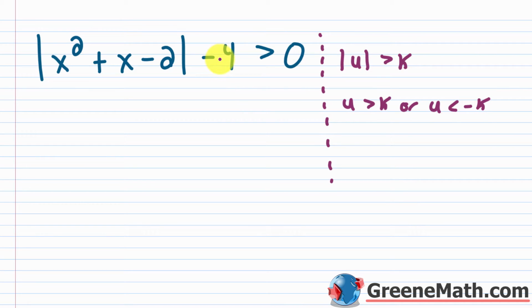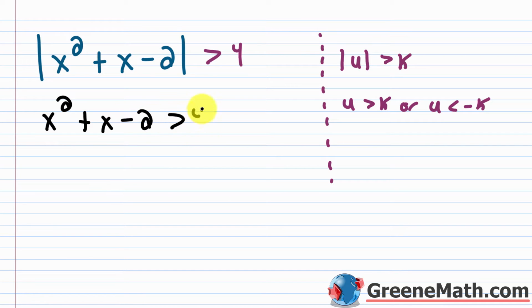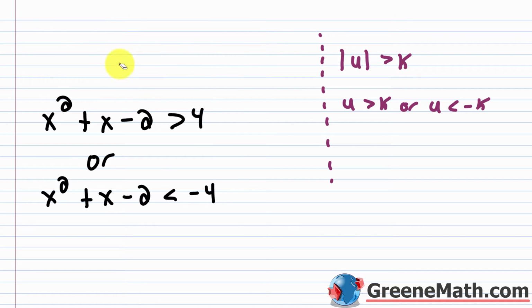I'm going to add 4 to both sides of the inequality. So let me go ahead and say that this is greater than 4. And then I'm just going to set up this compound inequality with or. So we have x squared plus x minus 2 is greater than 4, or x squared plus x minus 2 is less than -4. Okay, at this point, we don't even need this anymore. I'm going to get rid of this.